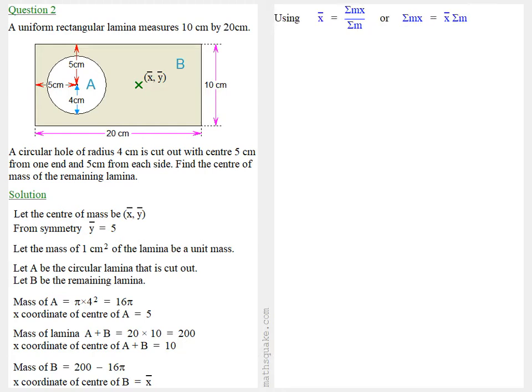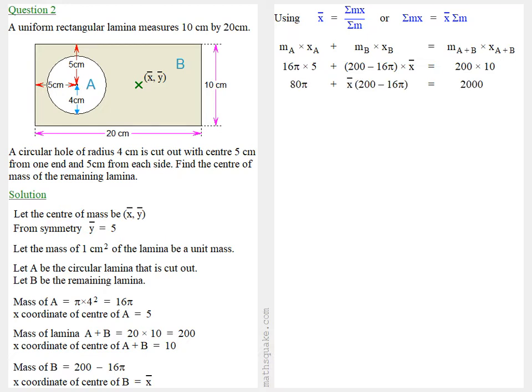Now we can use the formula x bar is equal to sigma mx over sigma m, or sigma mx is equal to x bar times sigma m. So for A, the mass is 16 pi and x is 5. For B, the mass is 200 minus 16 pi, and x is x bar, and for A plus B the mass is 200 and x is 10. So that gives us 80 pi plus x bar into 200 minus 16 pi is equal to 2000, and if we divide all the way through by 8, that gives us 10 pi plus x bar into 25 minus 2 pi is equal to 250.